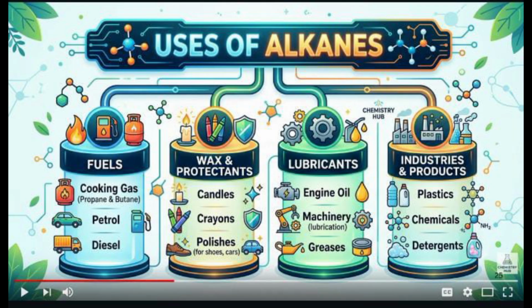One of their most important uses is as fuels. Methane is the major component of natural gas, while propane and butane are the main components of liquefied petroleum gas, commonly known as LPG, which is widely used for cooking. Larger alkanes are found in petrol and diesel, powering cars, buses, trucks, and generators around the world.